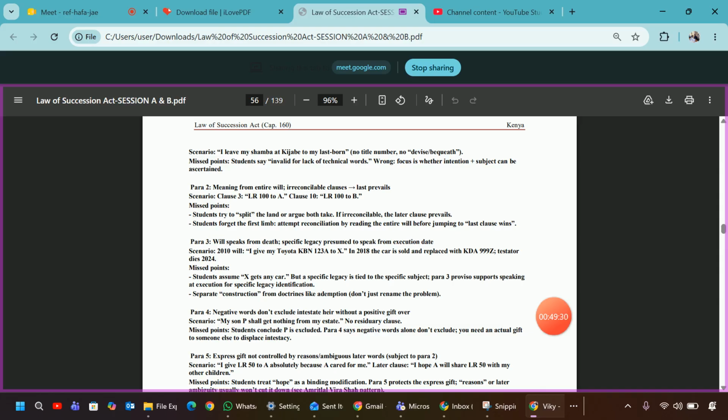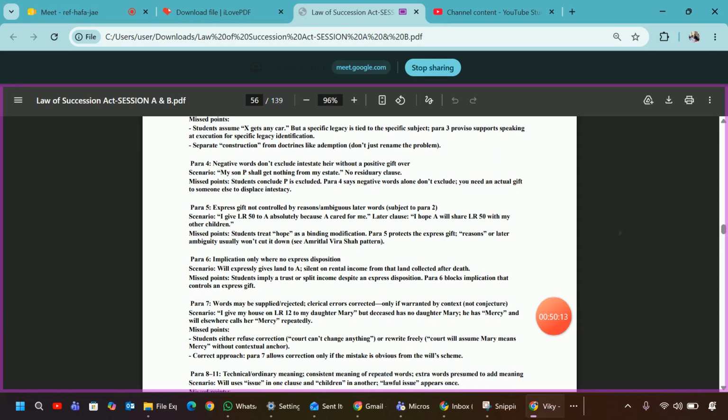Paragraph number 3 says, will speaks from death. Specific legacy presumed to speak from execution date. Scenario is one where we have a 2010 will. I give my Toyota KBN 123A to X. In 2018, the car is sold and replaced with KDA 999Z. Testator dies in 2024. Missed point is that students assume X gets any car, but a specific legacy is tied to the specific subject. Paragraph 3 provision supports speaking at execution for specific legacy identification. Separate construction from doctrines like ademption. Don't just rename the problem.